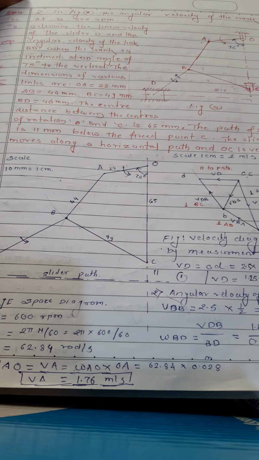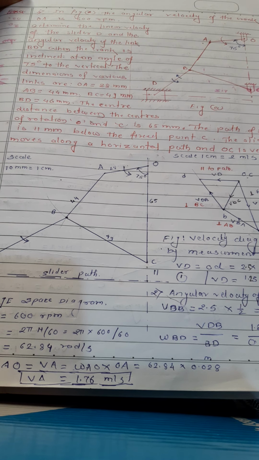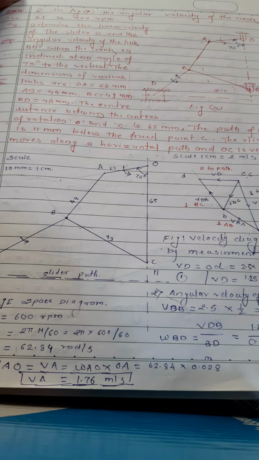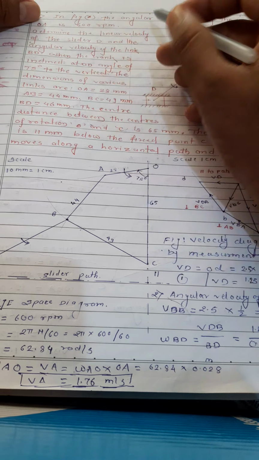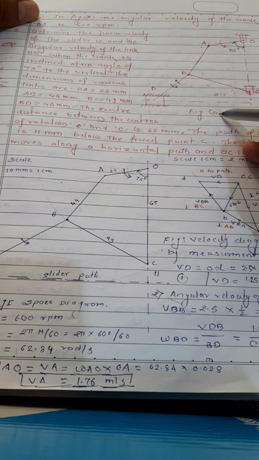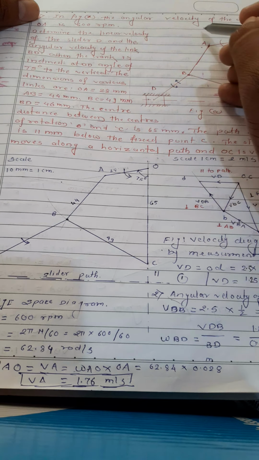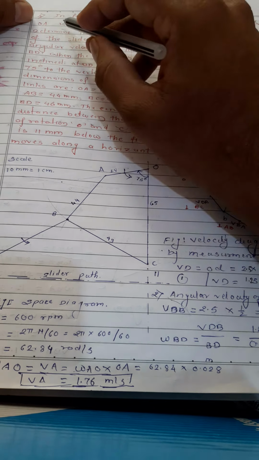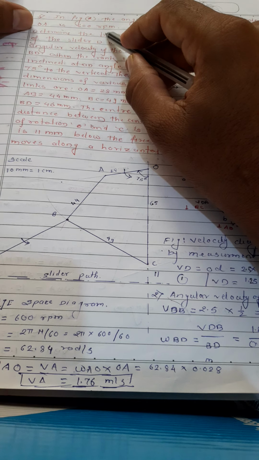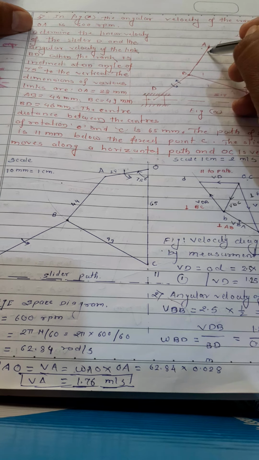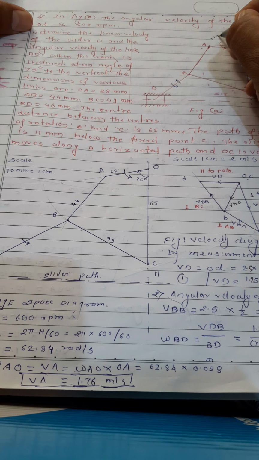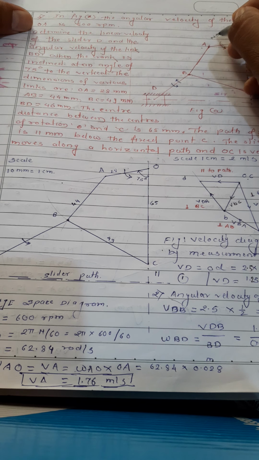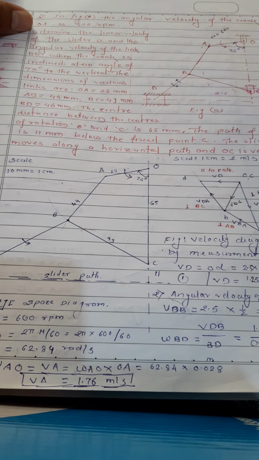I will brief you on a numerical based on the velocity in a mechanism using the relative velocity method. The numerical is in a figure, for example. The angular velocity of crank OA is 600 rpm. So this is OA, and its angular velocity n is 600 rpm.